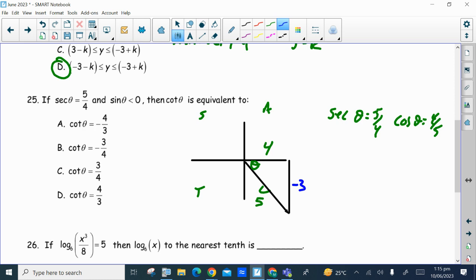Cotangent is cos over sine, or in this case, the reciprocal of tangent. The tangent is negative 3 over 4, so the cotangent would be 4 over negative 3, negative 4/3.